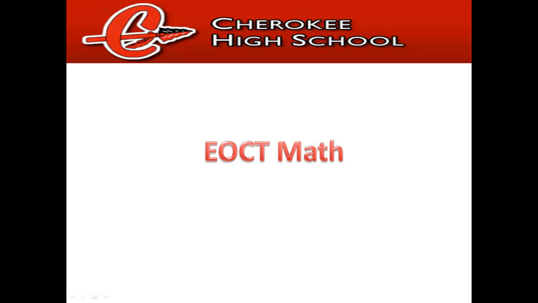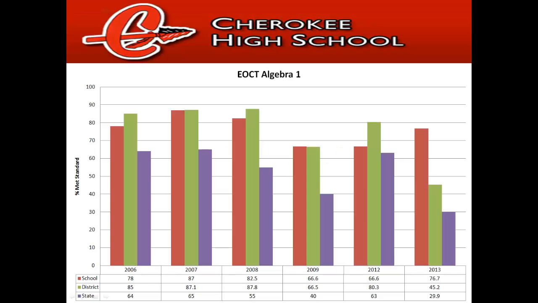Looking at EOCT scores as well. EOCT for Algebra 1, Cherokee High School increased from 2006 at 78% up to 2007, 87%, and then continued to drop back down to 76.7%. So from 2006 to 2013, there's actually been a drop of 1%. Whereas the district has dropped markedly between 2006 and 2013, and the state even more so, from 64% to 30%.